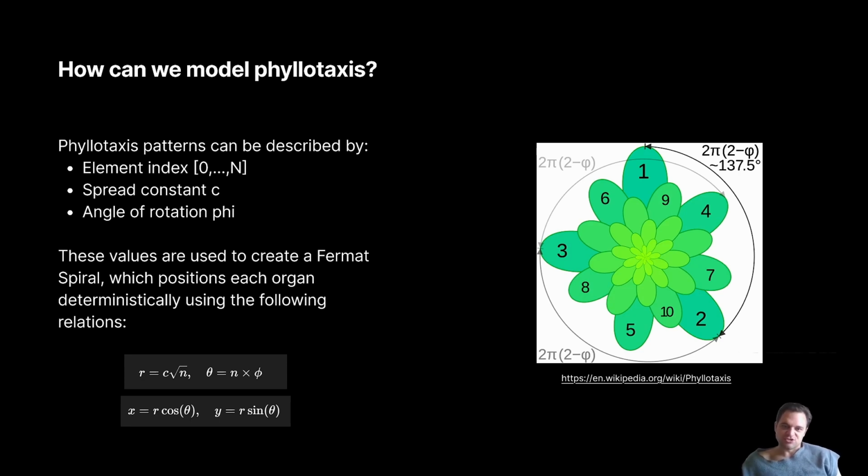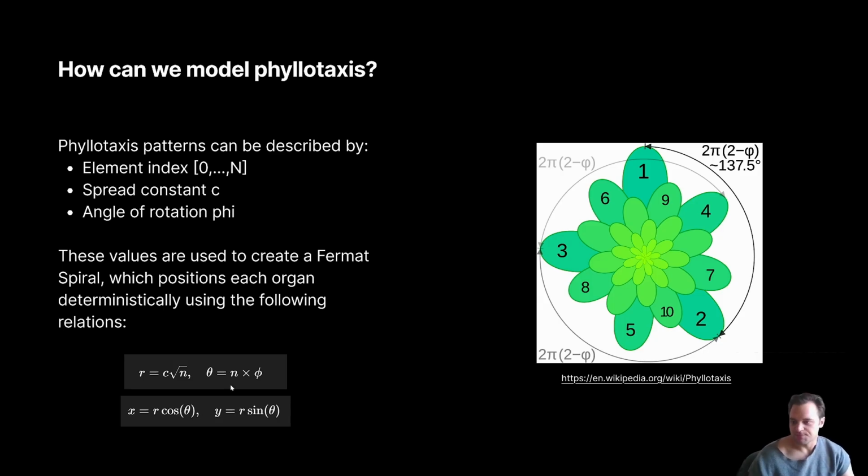Now, we can use these values to build up a Fermat spiral. A Fermat spiral is going to transition these values to Cartesian coordinates in the XYZ domain, and we can do that using the little formulas or relations that I have below. That is calculating the radius and theta from these parameters. The radius will be the spread times the square root of the element number, and theta will be the element number times our golden angle. Then we'll use those with our classic r cosine theta, r sine theta to translate that into an x and y Cartesian coordinate, which we'll use to place the center of our organ.